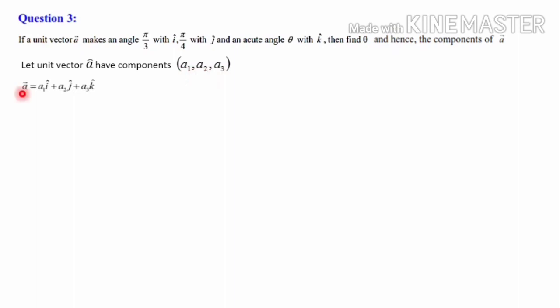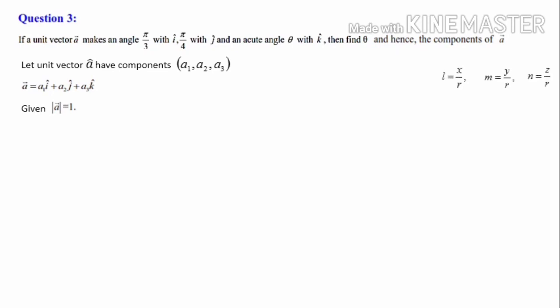And let the vector A be equal to a1 i plus a2 j plus a3 k. Here one more condition is given to us, that is unit vector, that is modulus of vector A is 1, the magnitude of that particular vector is 1. Since here the angles are given to us, we have to go for the direction cosine formula.